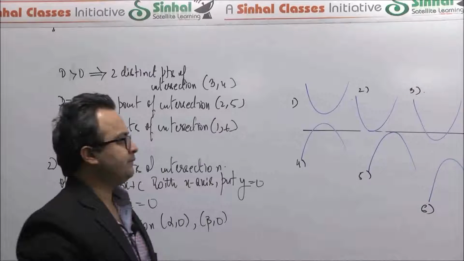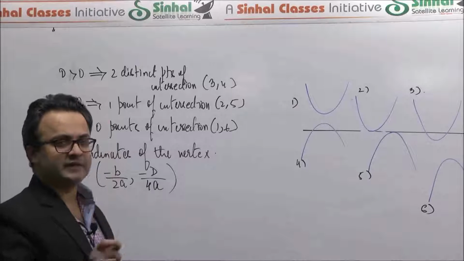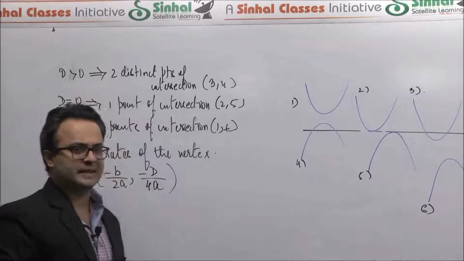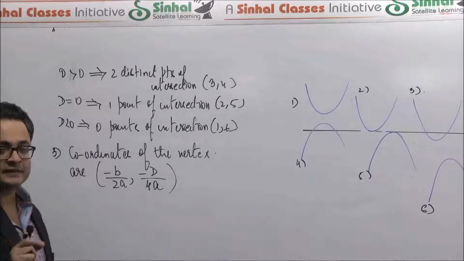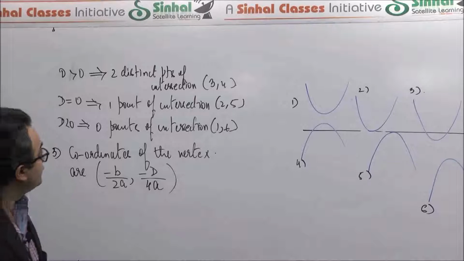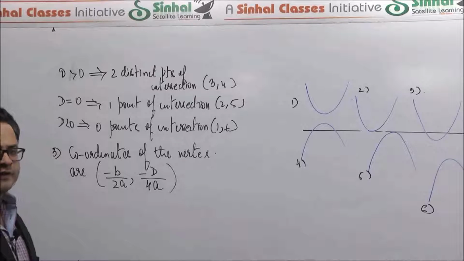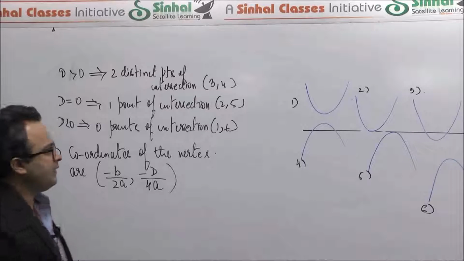Right? The third very important point is that the coordinates of the vertex will always turn out to be at this particular point, minus b by 2a comma minus d by 4a. This is pretty important. So in all the cases, the x coordinate of the vertex is always going to be minus b by 2a, and the y coordinate of the vertex is always going to be minus d by 4a, where d again is your discriminant.